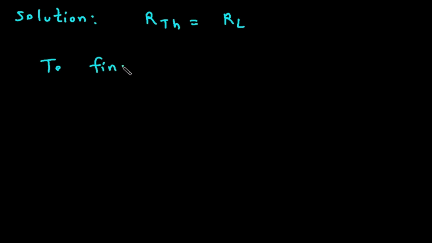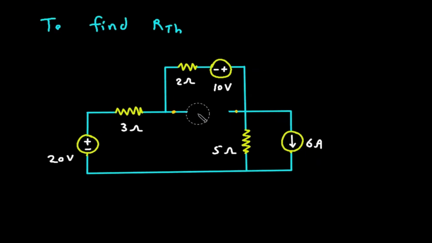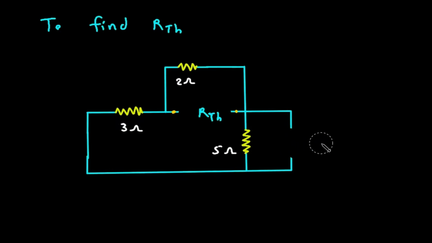To find RTH, we will turn off all the independent sources. This will be RTH. If we turn off the voltage source, this will be short circuited. This is also a voltage source, so this will be short circuited. This is a current source, this will be open circuited.